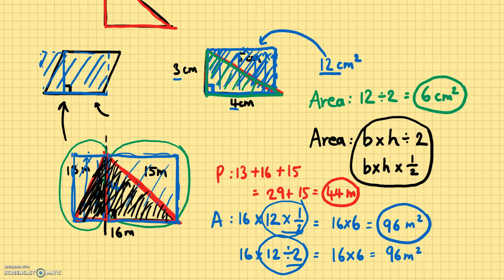So, in conclusion, this is the formula for finding the area of the triangle. Important thing to remember, you need to find the base and the height that are perpendicular to each other. And you need to divide by 2. Don't forget to divide by 2 when you're finding the area of a triangle.